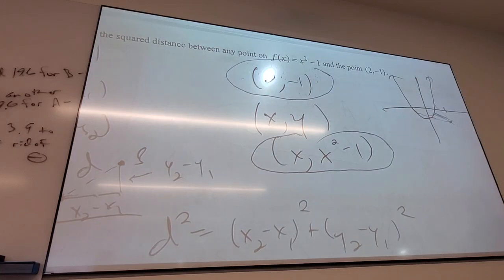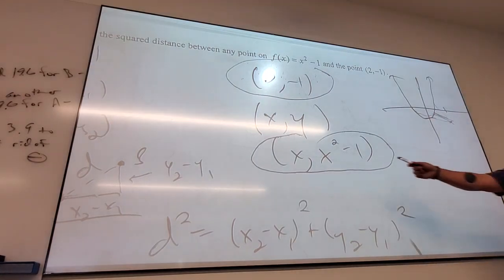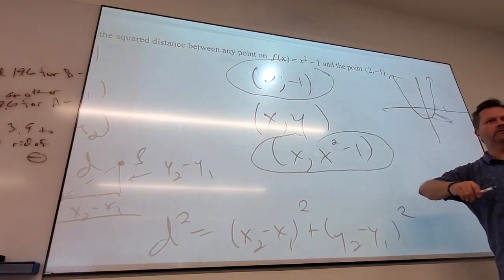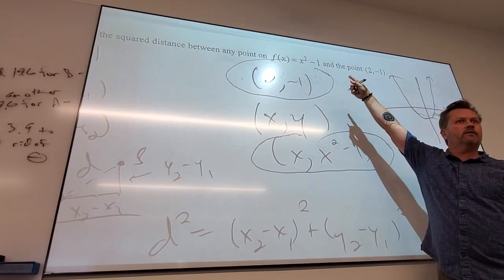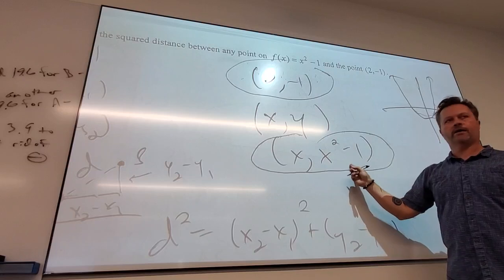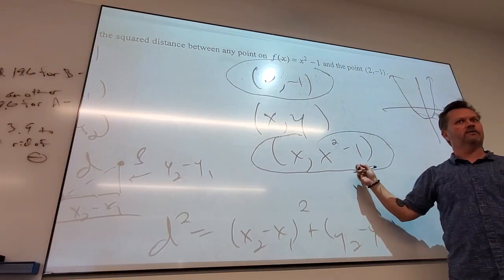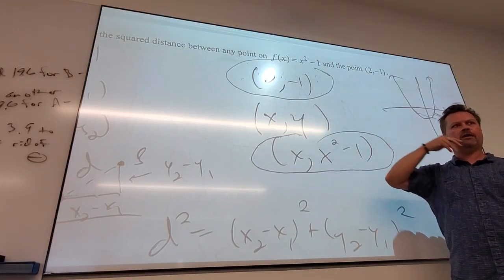If I tell you x is 1, what's the point on the parabola? 1, 0. 1 squared minus 1 is 0. I mean, if I tell you x, wouldn't you just plug it in there to figure out y? So of course it's x, f of x. That's the point. That's every point on the graph, yeah?